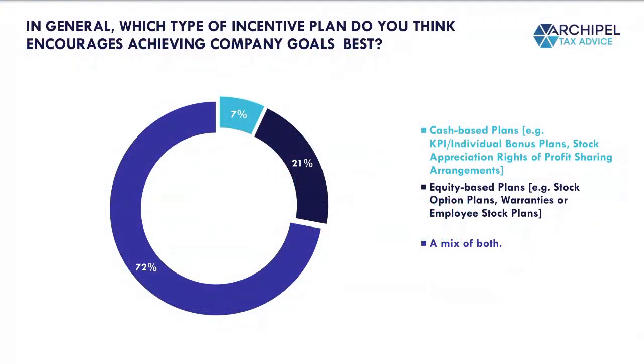First question I asked is, in general, which type of incentive plan do you think encourages achieving company goals best? And noteworthy here is that the cake is taken by the answer that is a mix of both. So almost 3/4 of the respondents think that if you have both a cash-based plan and an equity-based plan at the same time, you're going to achieve company goals best.